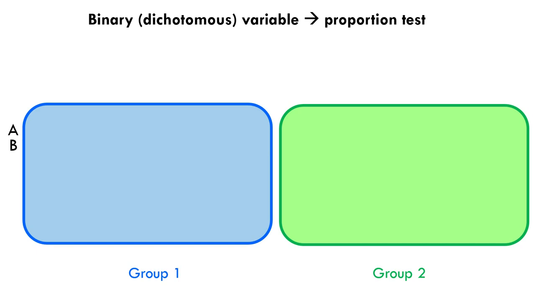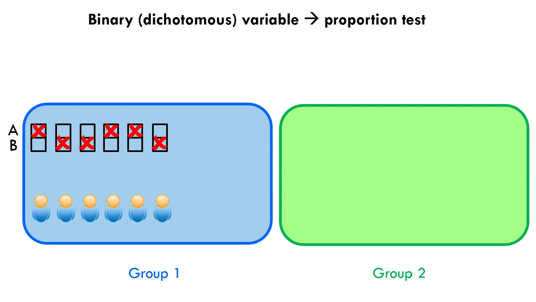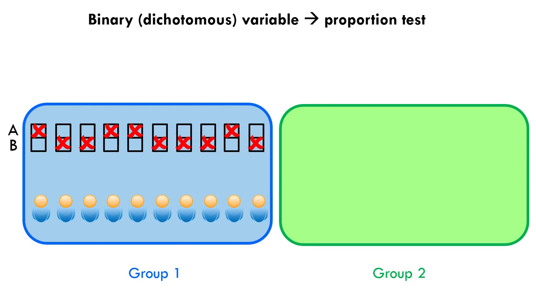So now we have a dichotomous variable, a binary variable. You've got the proportion test going on here, and you've got the two possibilities, A, B, success, failure, yes, no, 1, 0, whatever the two possibilities are. Each individual can have a value, either an A or a B value. In group 1, you can add up all the A's or add up all the B's, whatever you want to do, divide it by the total, and then you have a proportion. So in this case, the proportion of A's in group 1 is 0.4, the proportion of B's in group 1 is 0.6.